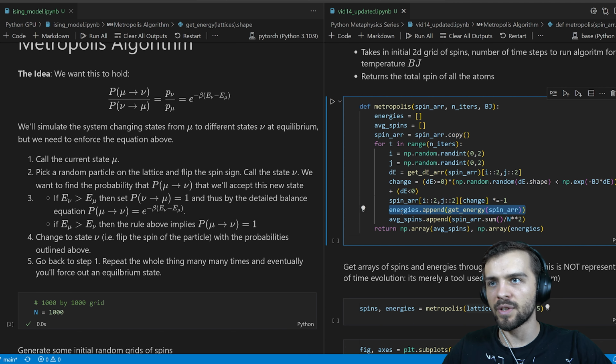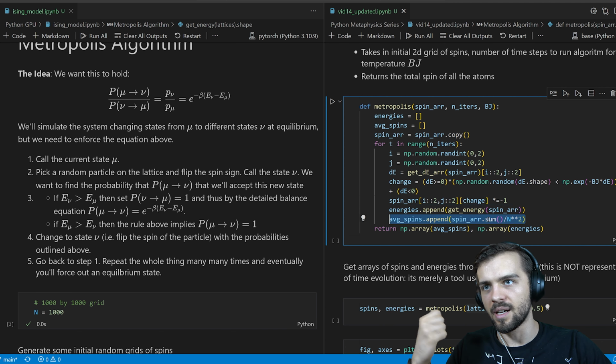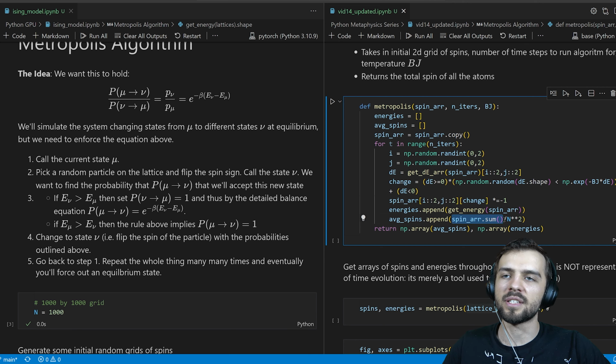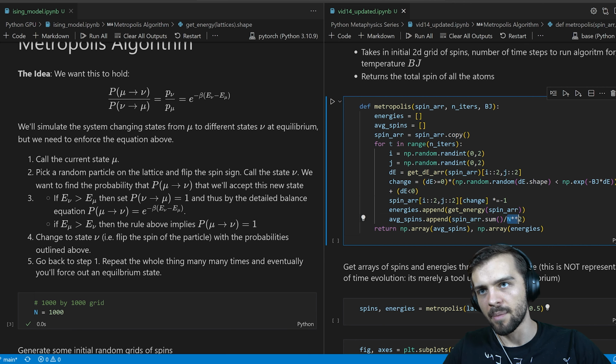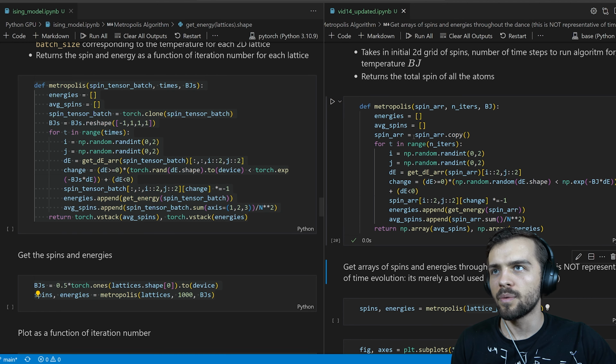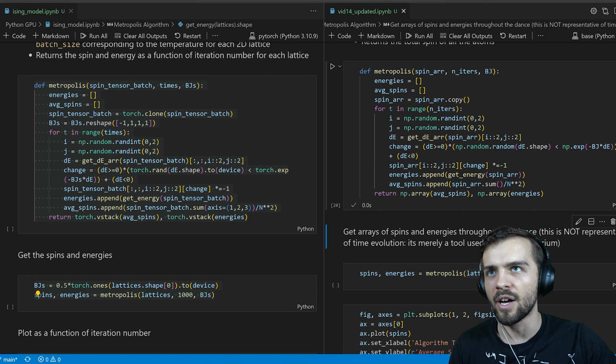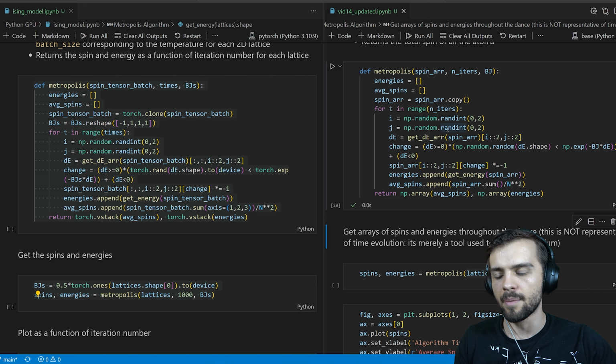Then I get the energy for that grid and the average spin from that grid using basically the get energy function. For this, I just sum all the spins together, right? And I divide by the number of atoms that there are, and that gives me the average spin. So in the CPU code, I only had a single value of beta J here. You're just doing this for a single temperature.